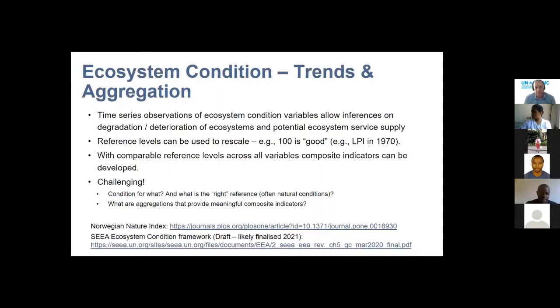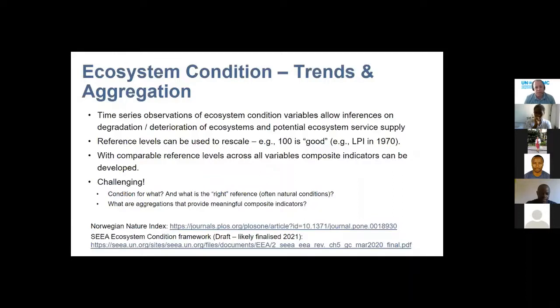Then if you're feeling really brave, you can go and rescale all of your condition variables using the same reference condition or benchmark and aggregate them all together to give essentially an overall composite indicator of ecosystem condition. This is clearly very challenging though. There's going to be a number of difficult decisions around what's the right reference condition to use and getting the benchmark values also for those reference conditions. And also a lot of information is lost when you go through this aggregation approach.